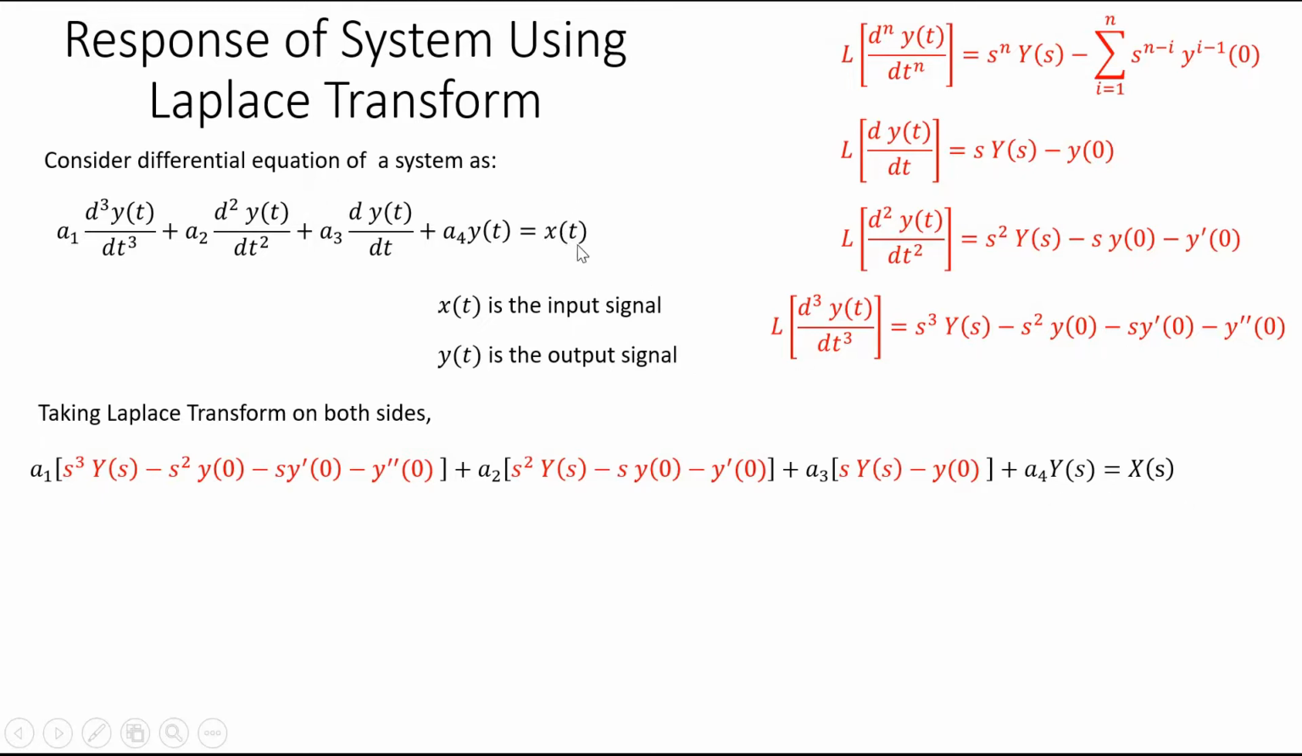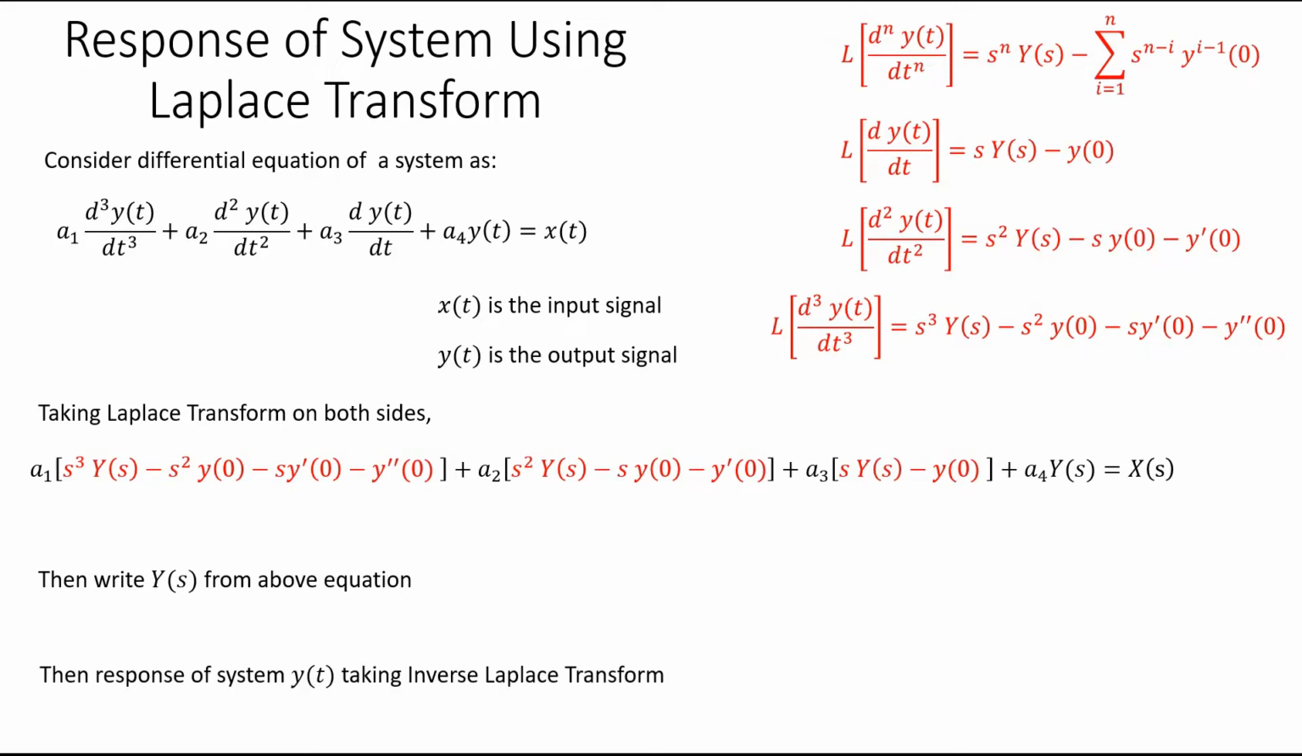We have to substitute here the given input signal, and x of s will be the Laplace of that input signal x of t. Then we can rearrange this and find y of s from this equation. Then in order to find the response y of t, we take the inverse Laplace transform, y of t equal to L inverse of y of s. There will be an expression in terms of function of s, y of s, and taking the inverse of that, we can find the y of t.